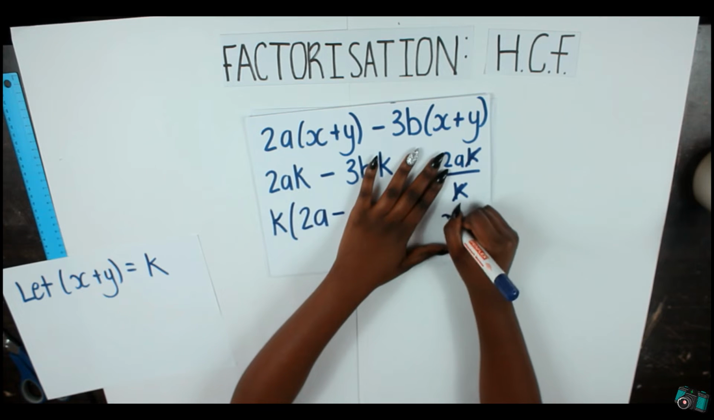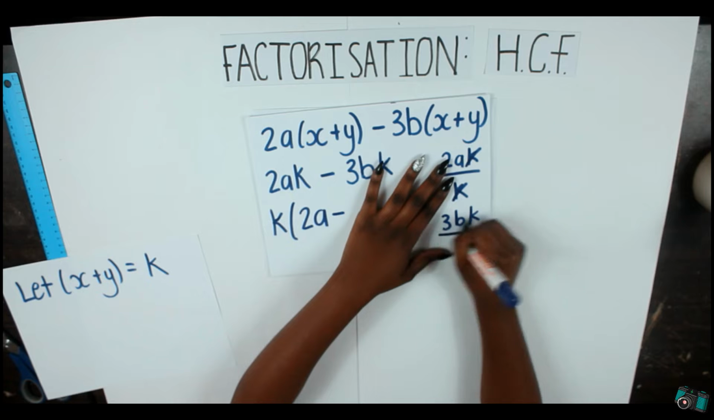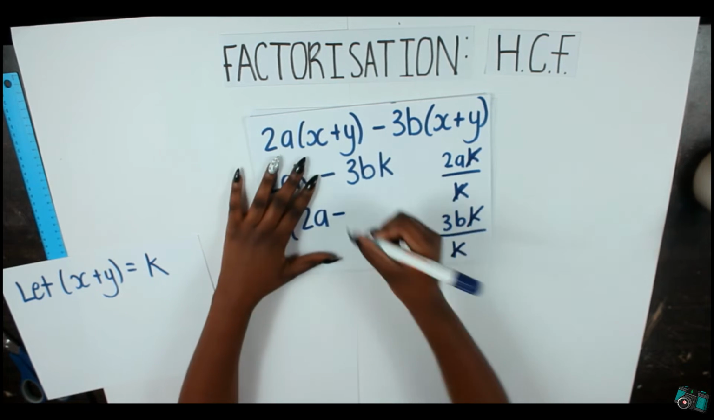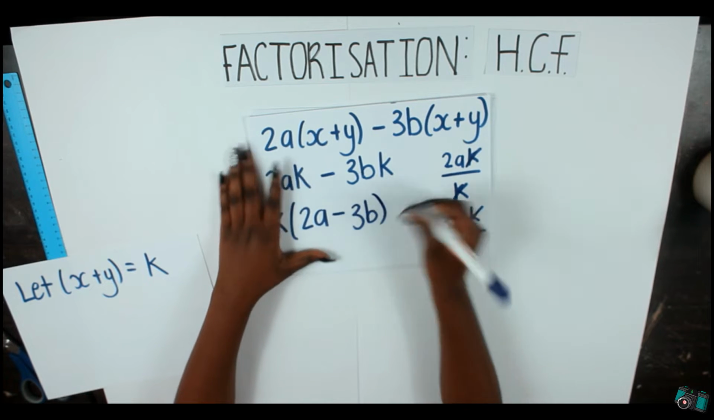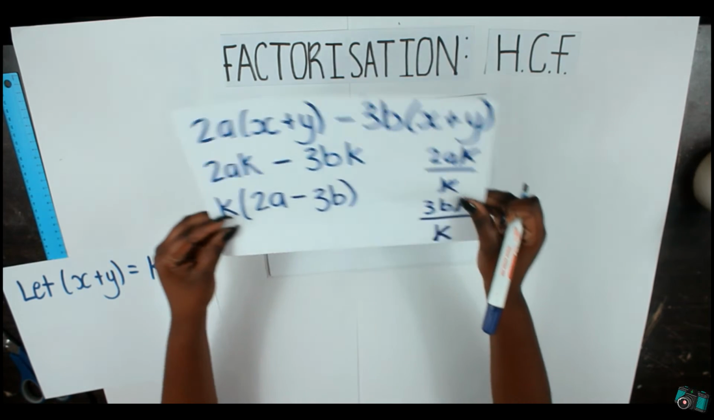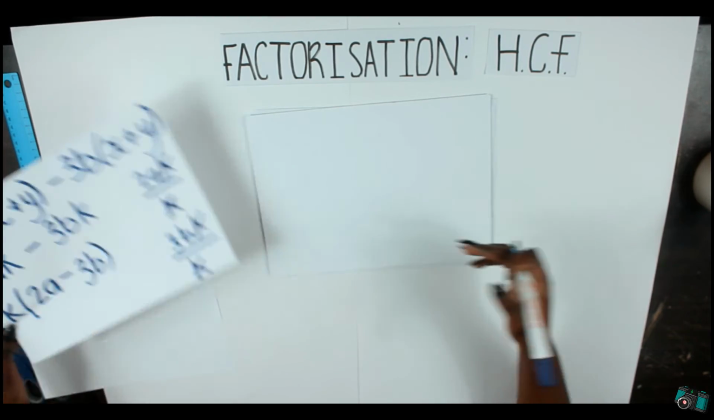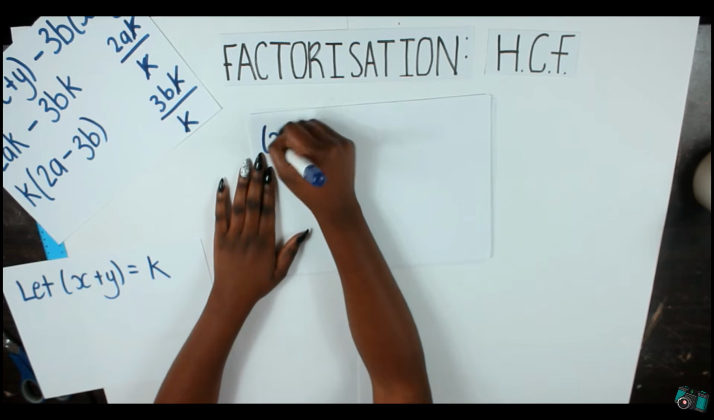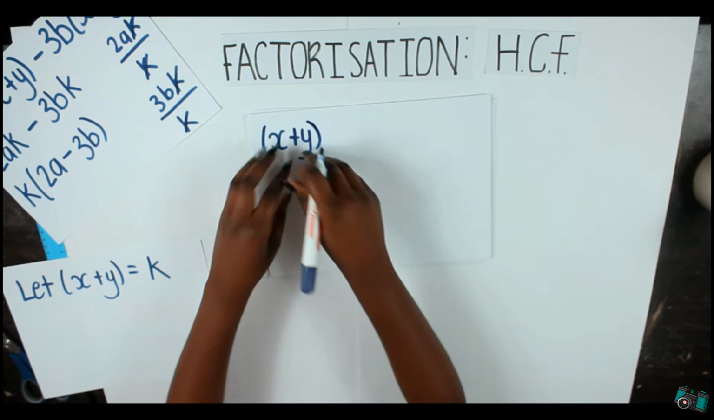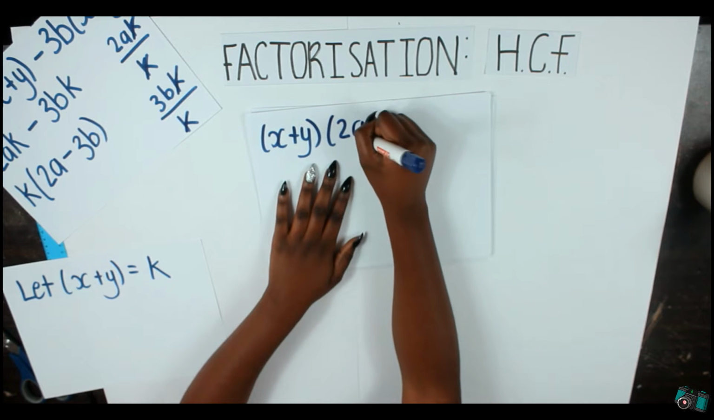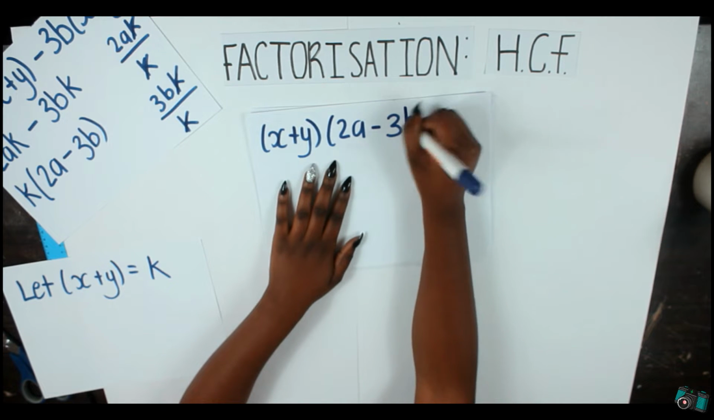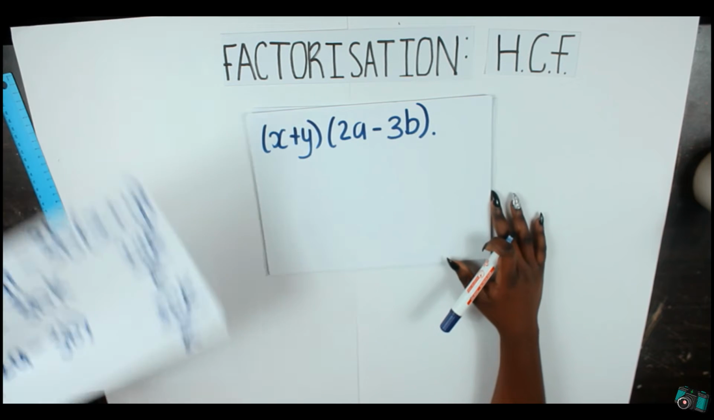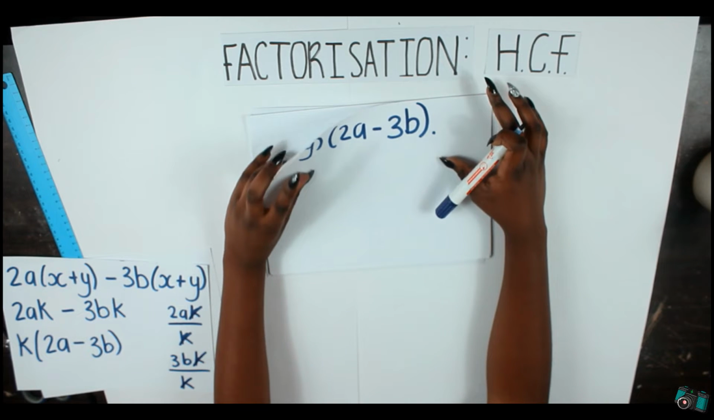Minus 3bk divided by k. K cancels out and then you have 3b. But they didn't give it to you like this. It wasn't k, so you have to change it back. Okay, so it would be x plus y, this is the k now, 2a minus 3b as your final answer. And that is how you work with the highest common factor method.